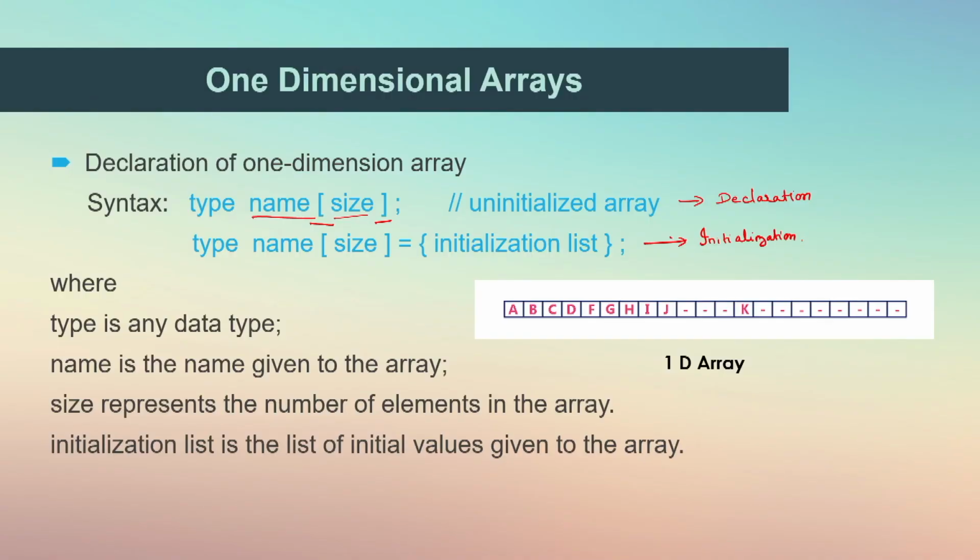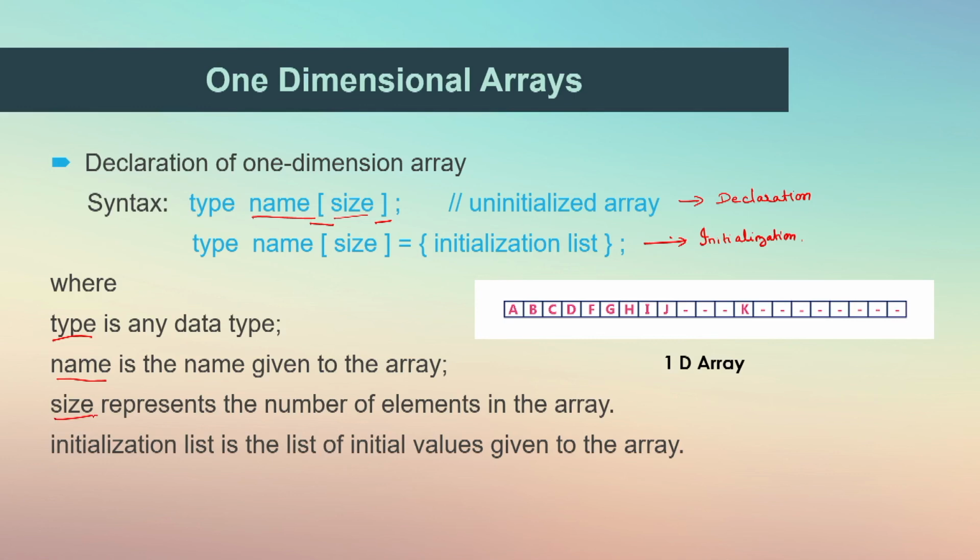So, as we have seen, type denotes the data type, and name is the name of the array which is given. That is user defined. It can be anything according to the norms of the identifier. Size represents the number of elements that can be stored in the array.